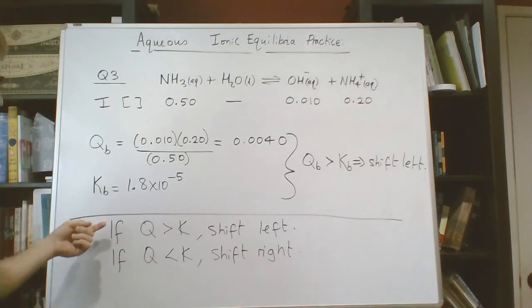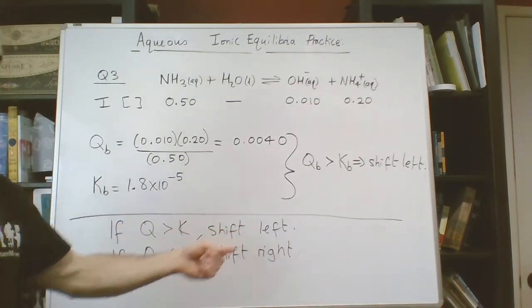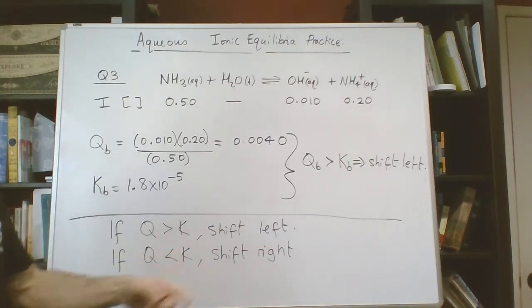In general, if you calculate a Q that's greater than K, it implies shift left. If you calculate a Q that's less than K, it implies shift right.